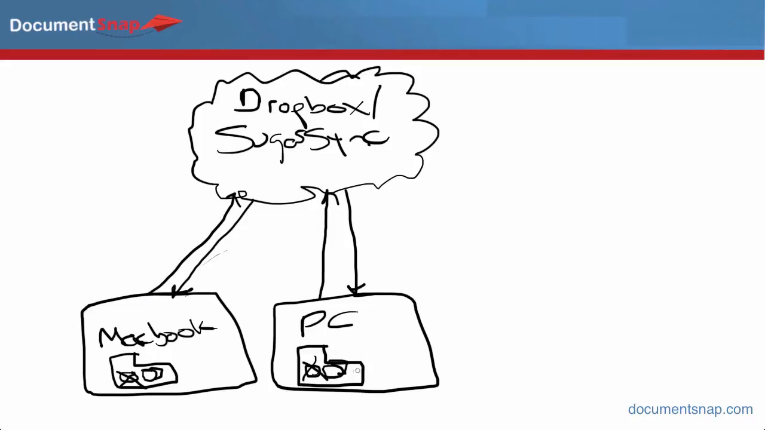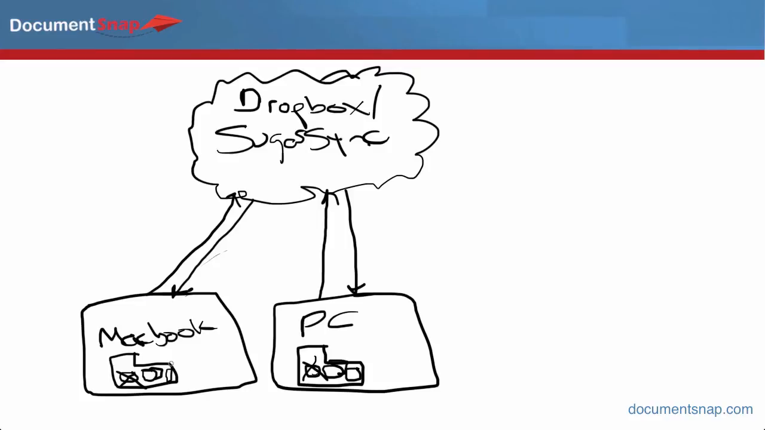And if you go ahead and maybe create a new document on the PC, it's going to do the same thing. It's going to go up to your server, and then all of a sudden you'll have your new document on the MacBook as well. So you can see here that these file synchronization services are taking whatever changes you make and reflecting them on all available devices.